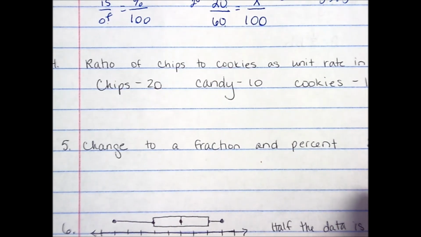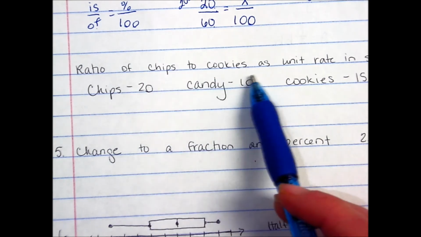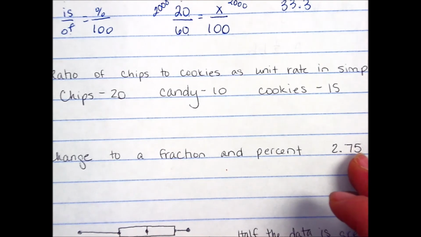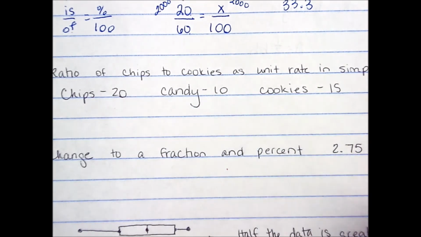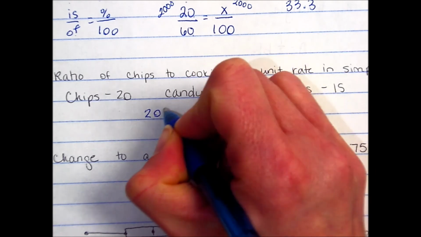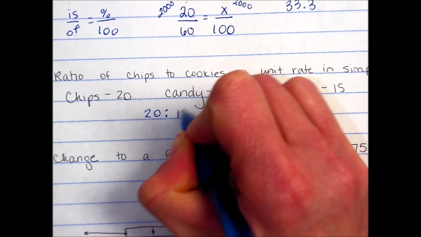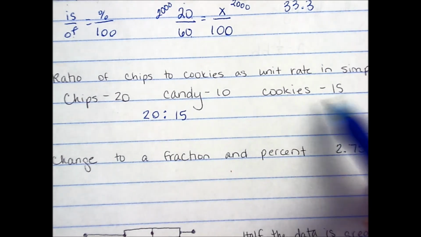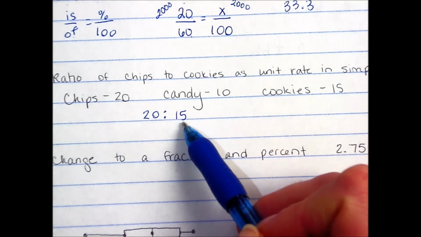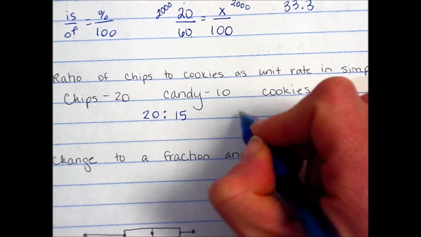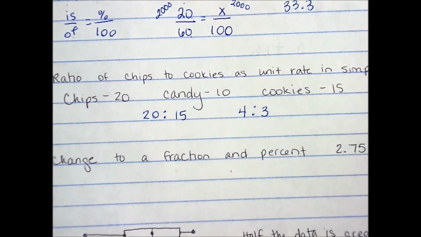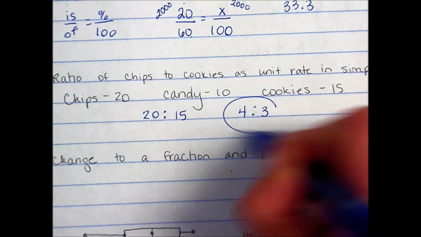I'm going to find a ratio on number 4. Write the ratio of chips to cookies as a unit rate in simplest form. All right, so I have a list here. I want to do chips to cookies. So chips is 20, cookies is 15. But now I'm going to reduce this because it says as a unit rate in simplest form. So I notice that 20 and 15 are both divisible by 5. 20 divided by 5 is 4, and 15 divided by 5 is 3. All right, so that is the simplest form.